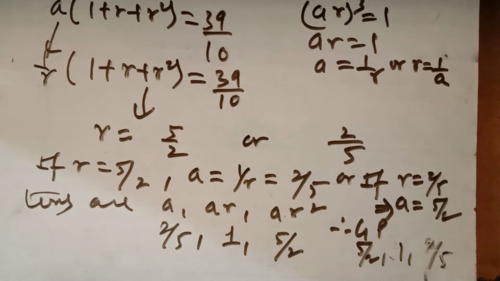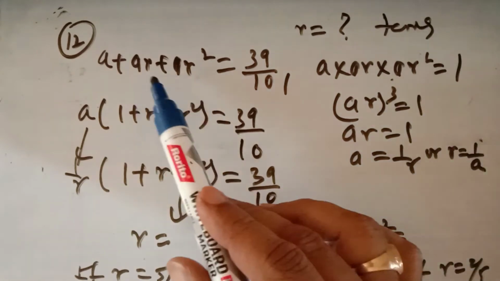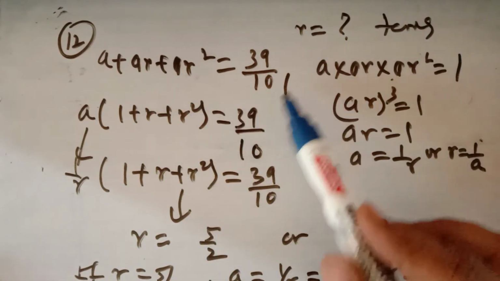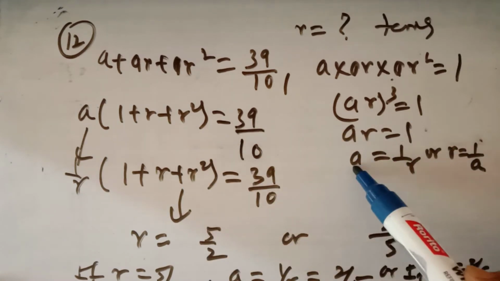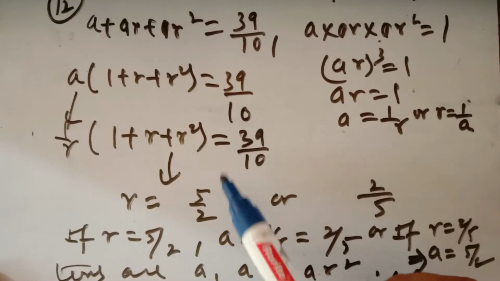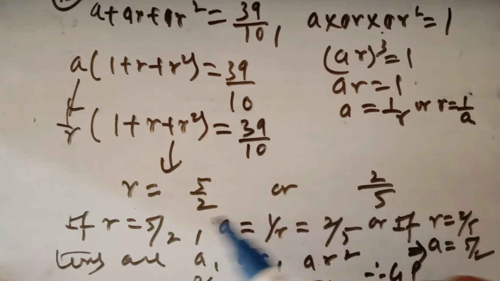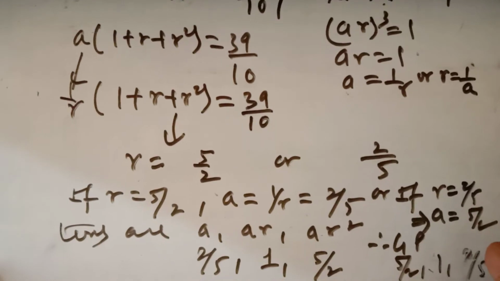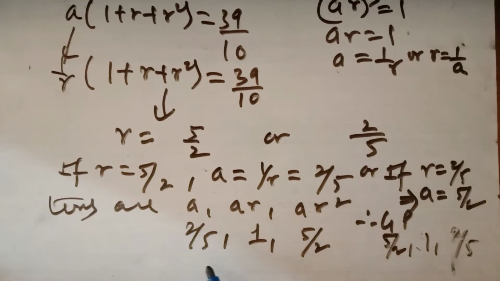So this is question number 12 of your book. See it. The sum of first three terms is given and the product of first three terms is given. The two equations we are getting are this, and A into R is equal to 1. So I have replaced A as 1 upon R here. I am getting a quadratic equation. By solving that quadratic equation, you will get the value of R as 5 upon 2 or 2 upon 5. And taking these two values, you will get two sets of geometric progression, which come out to be 2 upon 5, 1, 5 upon 2, or 5 upon 2, 1, 2 upon 5.